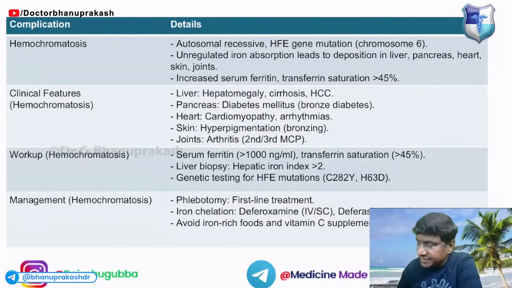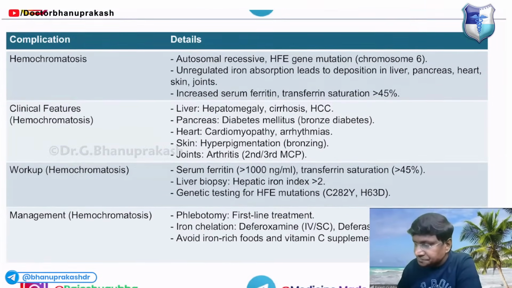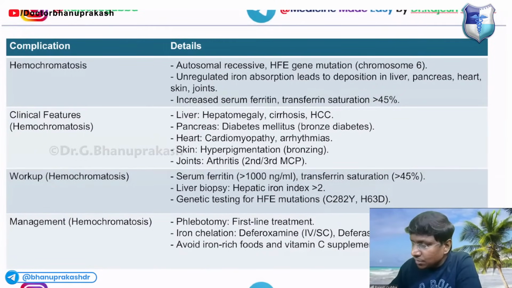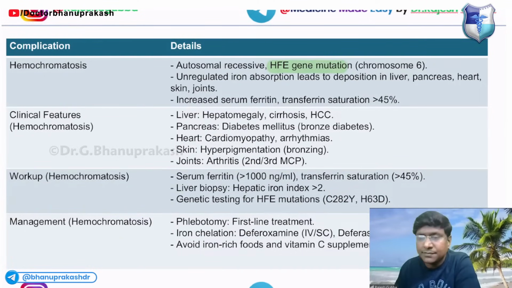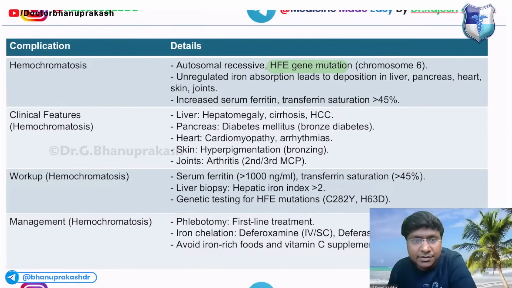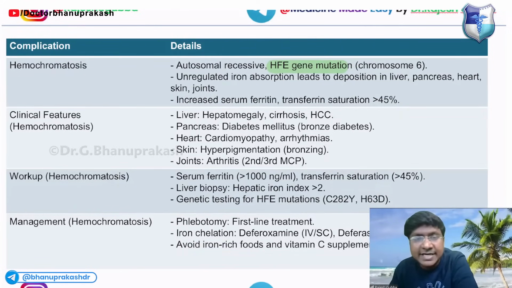Next topic is hemochromatosis. This is the last topic in hepatology. So, in case of hemochromatosis, that is also again due to gene abnormality. What is the gene that is defective? The HFE gene is mutated, whereas ATP7B gene was present on chromosome 13. Here, it is the HFE gene, which is present on chromosome 6.